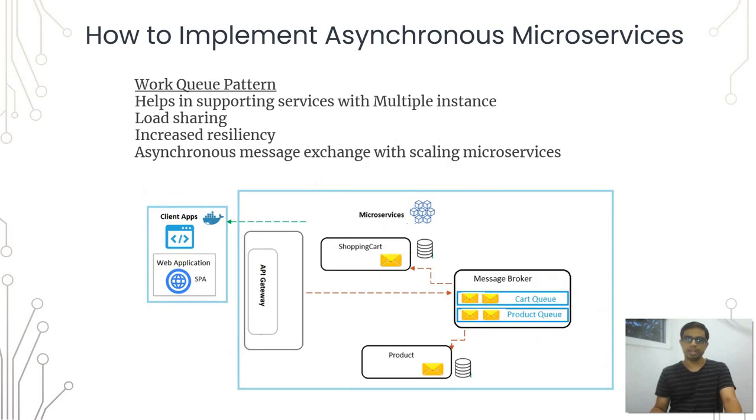The next is the work queue pattern, which is more commonly used and helps in supporting services with multiple instances. We can use it for load sharing among the service instances. We increase the resiliency, and asynchronous message exchange can be achieved with scaling microservices. We can have multiple shopping cart microservices and multiple product microservices, and each of these can connect to a particular queue, get the data, and process it in a queued manner. The data can be passed to each of these services, and when everything is done, a notification can be sent back to the client that the entire processing is completed.